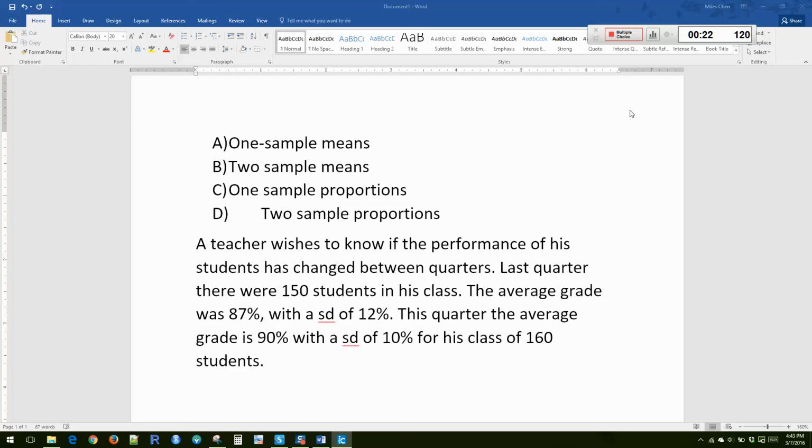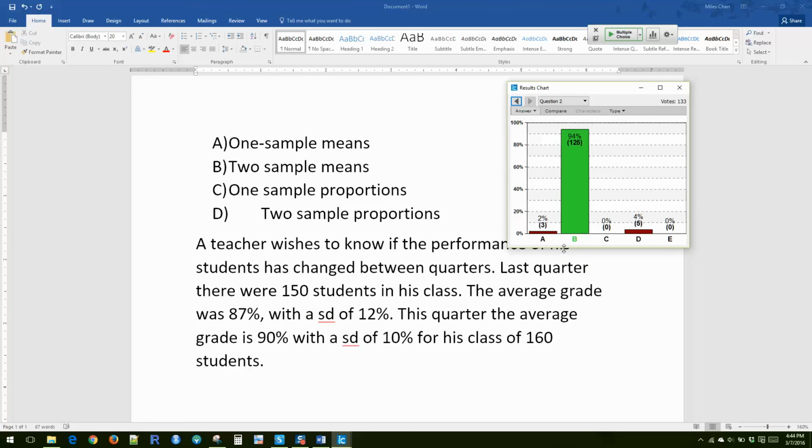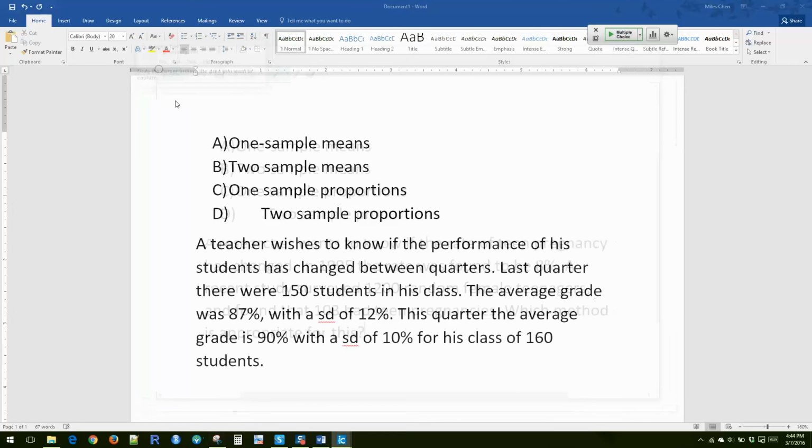Choose which analysis method is appropriate for this. Okay, I'm going to go ahead and click stop here. Let's see what we got. Indeed, that is the correct answer. Some of you picked proportions and some of you picked one sample means.